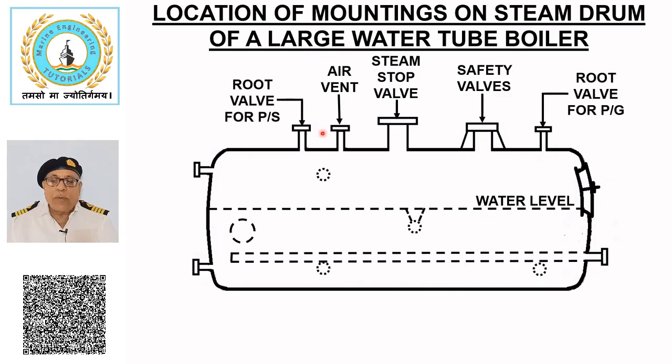Root valves for pressure gauge and pressure switch. Purpose of these valves is for connecting the pressure gauge at a convenient place and pressure switch for automatic start stop of the boiler, combustion control, raising low pressure alarm and to trip the boiler at highest pressure below safety valve opening pressure.